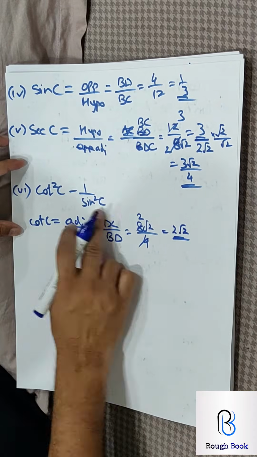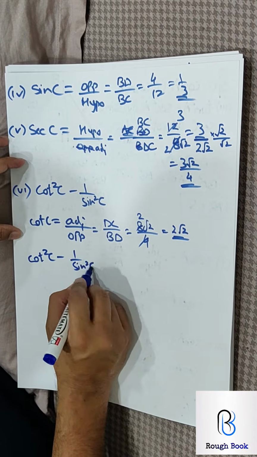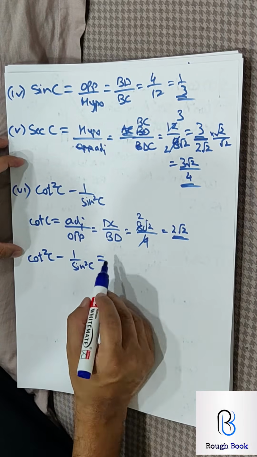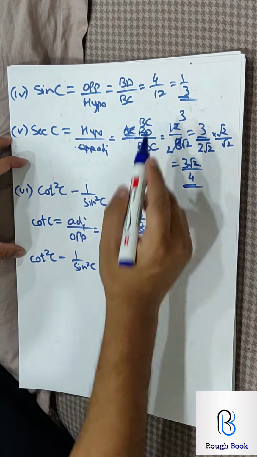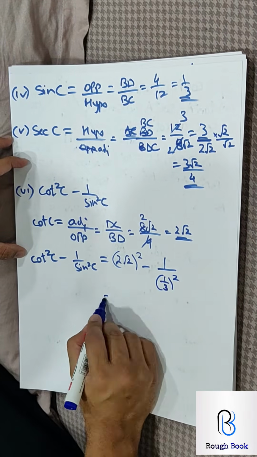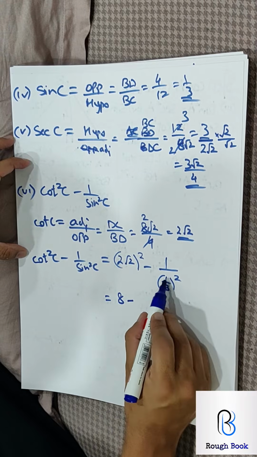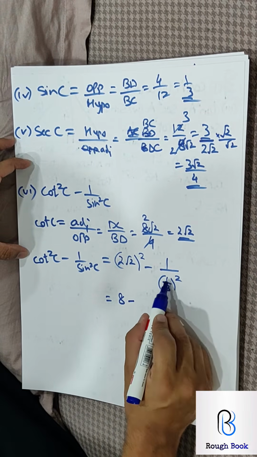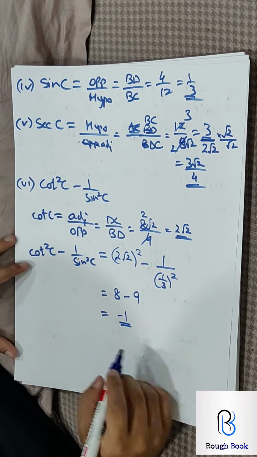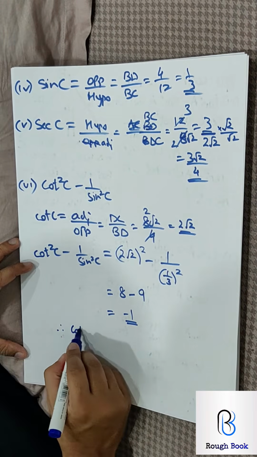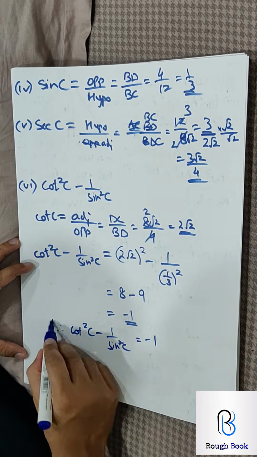Now I can pick up the entire expression, cot square C minus 1 upon sin square C. So what is my cot C? 2 root 2 the whole square. And what is sin C? 1 by 3 the whole square. So this will be 2 square 4, 4 into 2 is 8, minus 1 square is 1 upon 3 square 9. Denominator goes back to the numerator. So final answer, therefore cot square C minus 1 upon sin square C is minus 1.